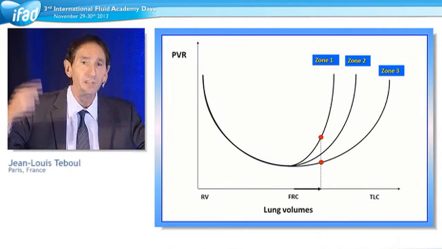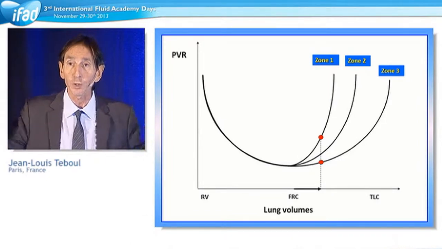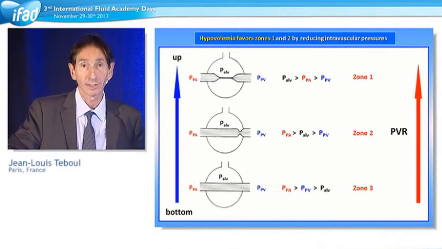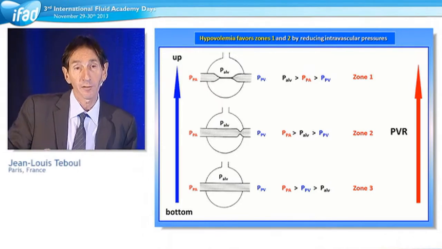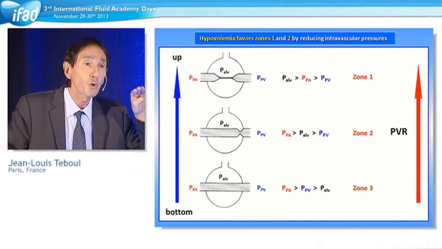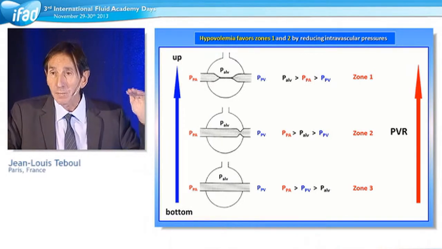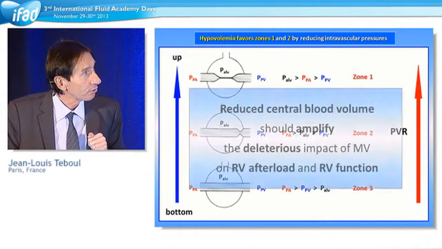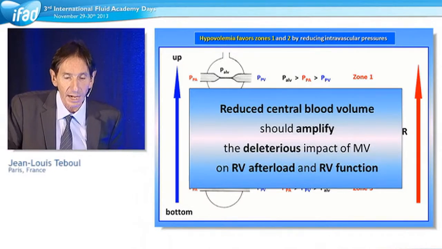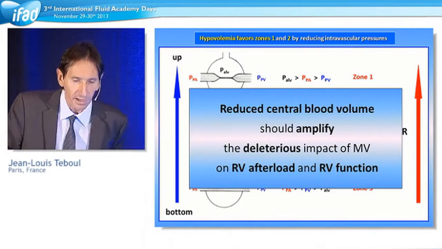In the case of congestive heart failure, because the pulmonary venous pressure is high, you should have only zone 3 conditions, okay? And of course, the opposite is hypovolemia, which will favor zone 1 and 2, because in case of hypovolemia, you should have a reduced pulmonary venous pressure, and therefore you could have many zone 2 and 1. In this situation, this phenomenon should amplify the deleterious impact of mechanical ventilation on right ventricular afterload and RV function. So we have to consider that for our practice.